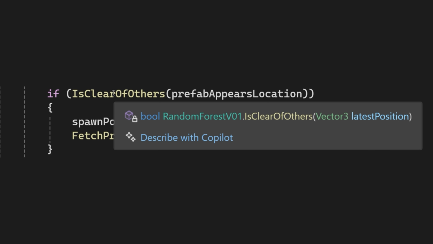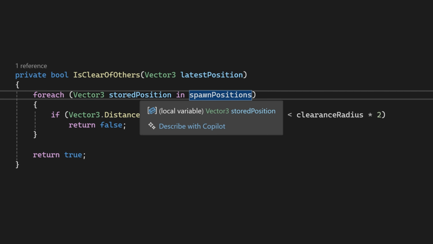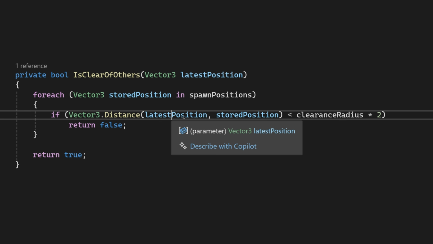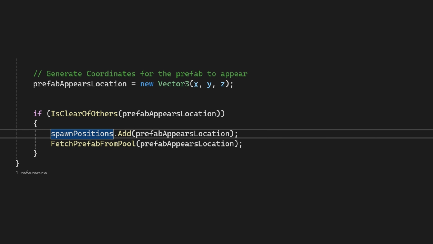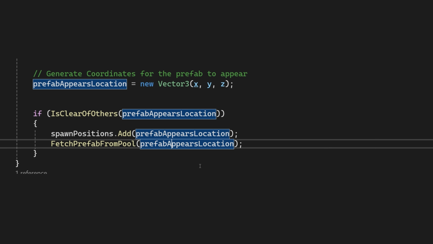So once we have generated X, Y, and Z coordinates for my vector 3, we check that, make sure it's clear of others. Every time I put a tree into the scene, I'm storing its vector 3 in a list. So the list is called spawn positions, and what it's doing is it's going through each of the stored positions, and if the vector 3 we have isn't near any other tree, it will add it to the spawn positions list for next time, and it uses the prefab appears location when it fetches the prefab from the pool.